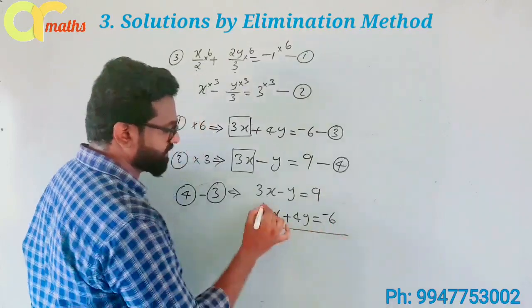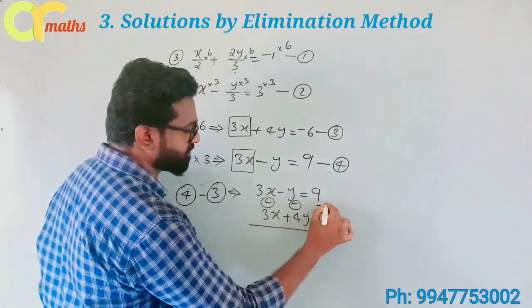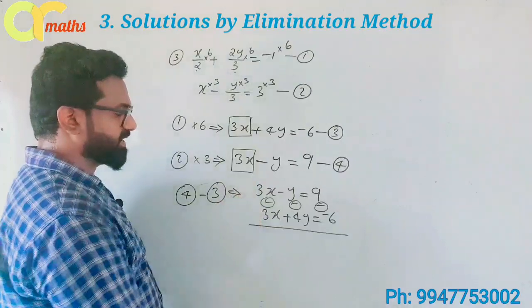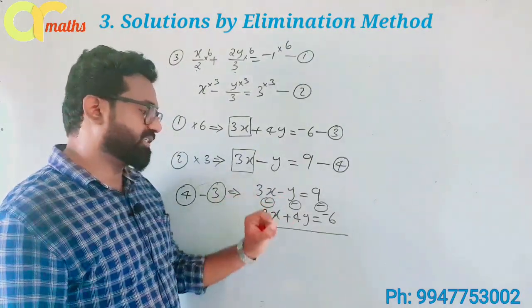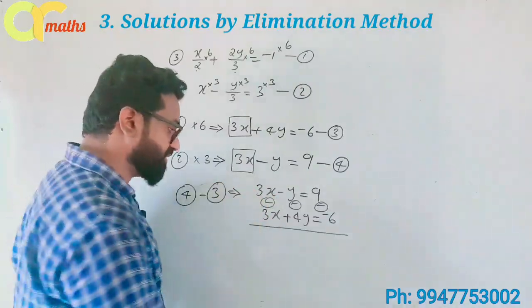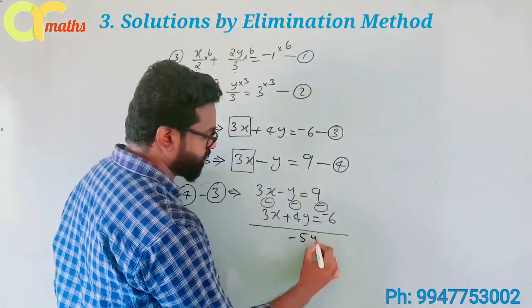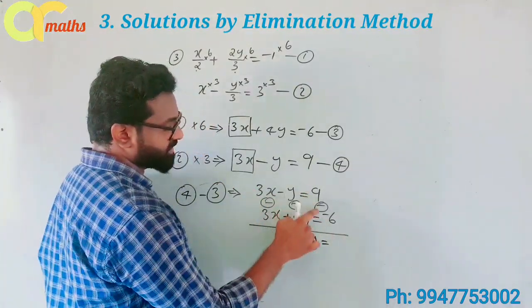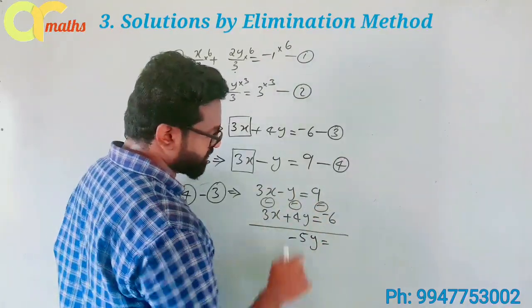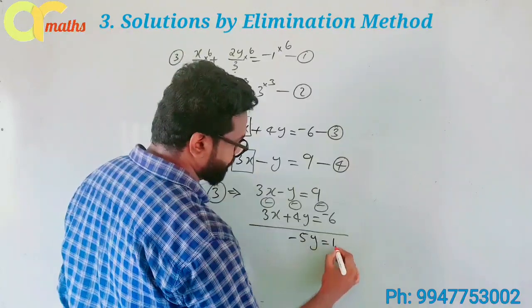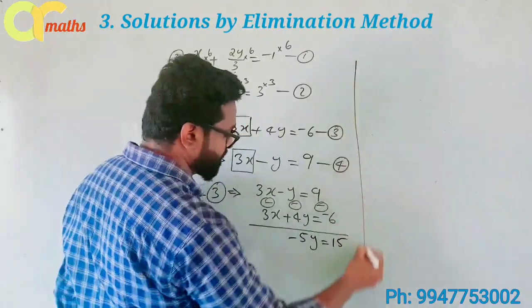Then subtraction. 3x minus 3x is 0. Minus y minus 4y means minus 5y. Minus 5y is equal to 9 minus minus 6. Both the negatives will be positive. So, 9 plus 6, that is 15. Then what is the value of y?